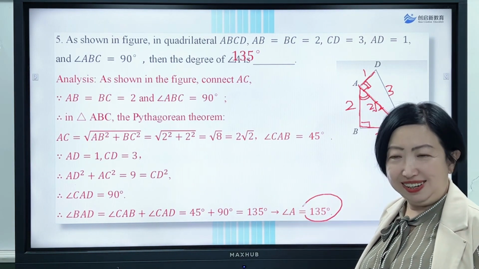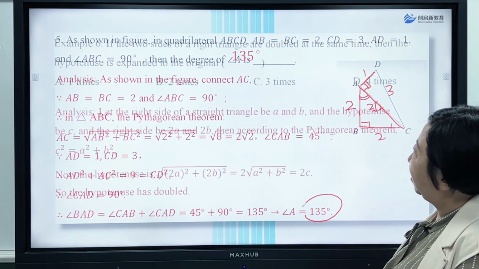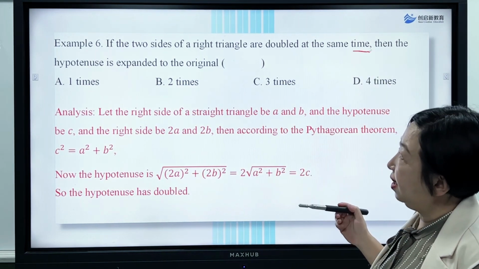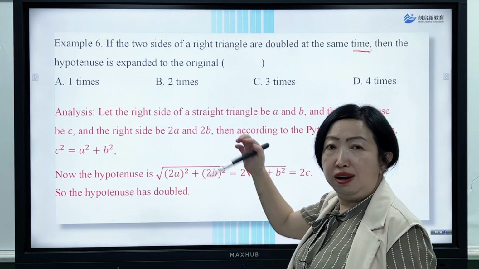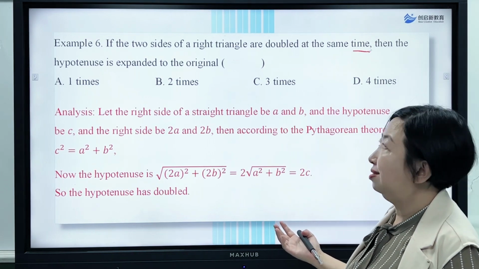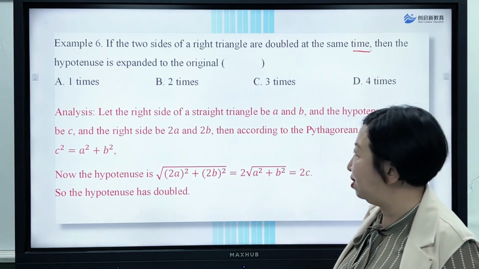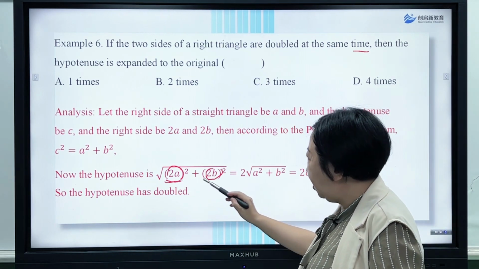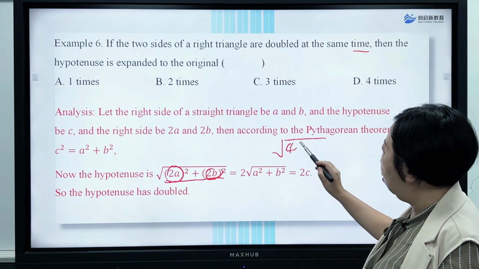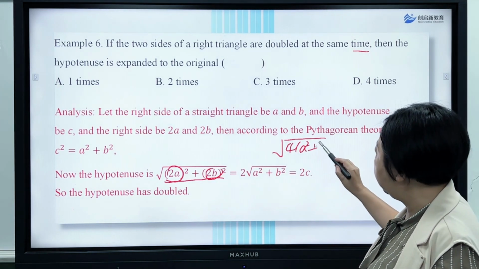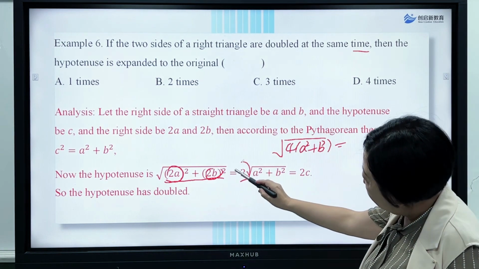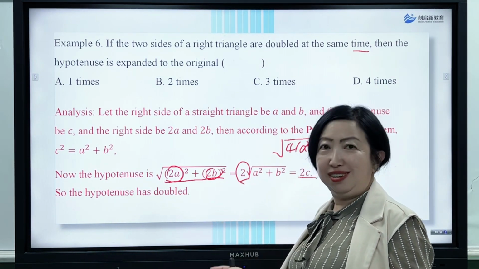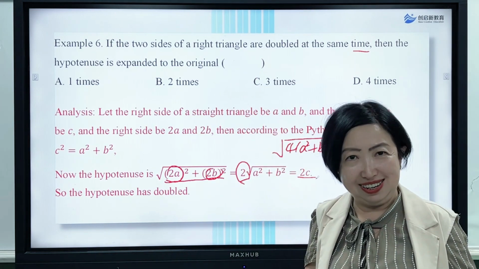It's an interesting figure. Okay, if the two legs of a right triangle are doubled at the same time, then the hypotenuse is changed to which multiple: one time, two times, three times, or four times? Of course, we know here it changes to 2a, 2b, so the root of 4 times the sum of the squares of a and b equals 2c. Okay, the hypotenuse has doubled. So 2 times is the right answer.